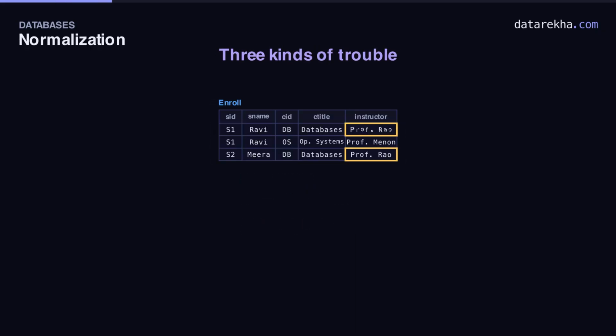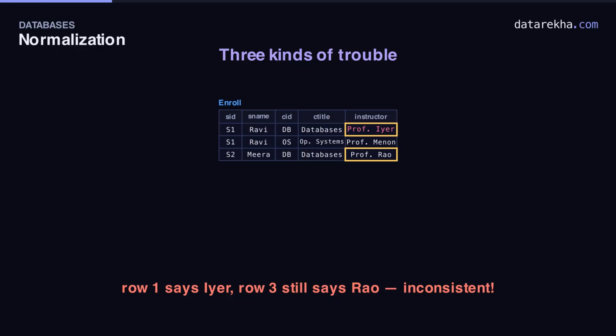Redundancy breeds three classic anomalies. First, the update anomaly. Suppose databases changes hands to a new instructor. That fact lives in two places, rows 1 and 3. Change just one, and the table now flatly contradicts itself.